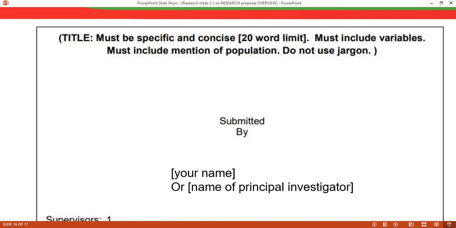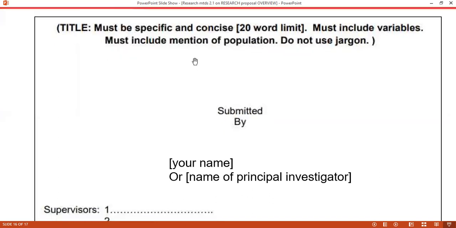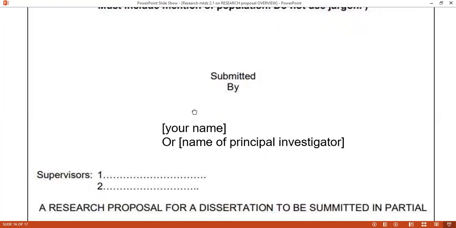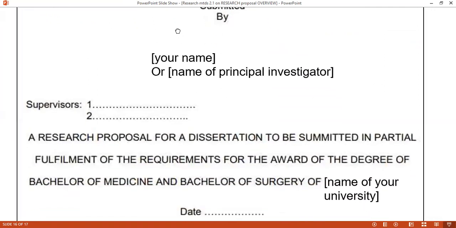It must mention the population. For the previous case, we talked about among adults. A key issue: do not use jargon when stating your title. Then indicate who submitted it, the principal investigator for this study. That's why here I indicated to put your name or the name of the principal investigator. We are dealing with the first page, the cover page of your research proposal.